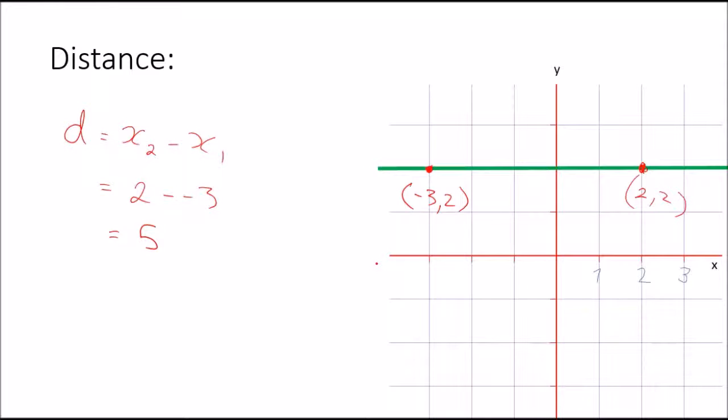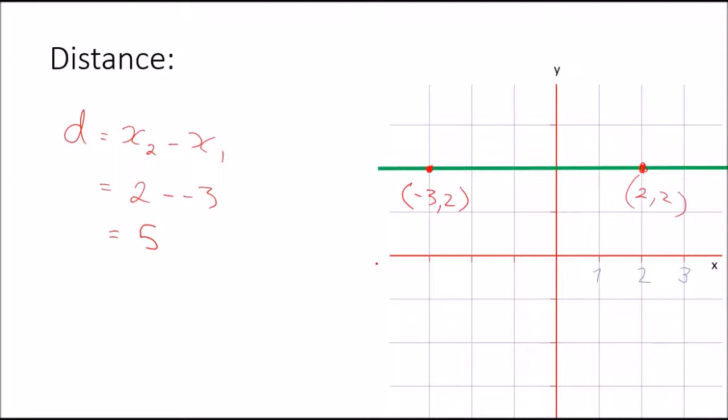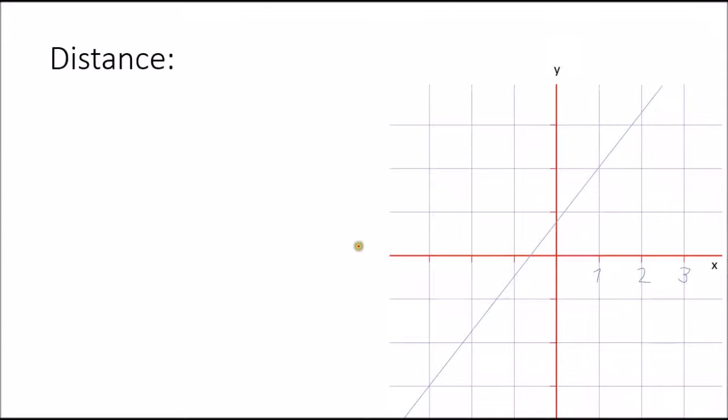But this is just a horizontal example, so we don't have to worry about y values. It gets a little bit more complicated when we move on to an example that's not horizontal or vertical. What I'm going to explain now is a system that will work with any example. Rather than saying we do this for horizontal lines and this for lines on an angle, I would suggest that you just use the one technique.